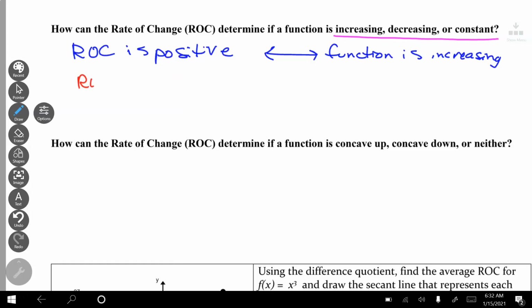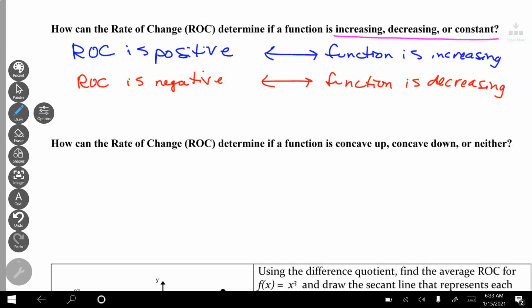Now, if I have a rate of change that is negative, obviously I have a function that is decreasing. But again, if I have a function that is decreasing, I have a rate of change that is negative. And again, I have three choices. I could have a positive rate of change, a negative rate of change, or I'm going to have a rate of change that is equal to 0.